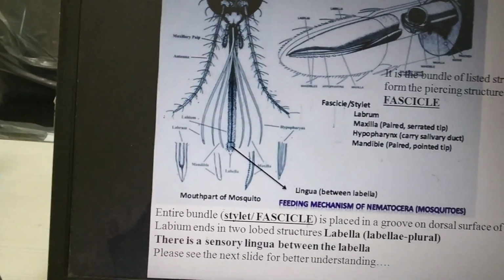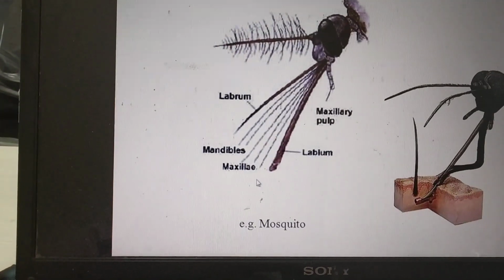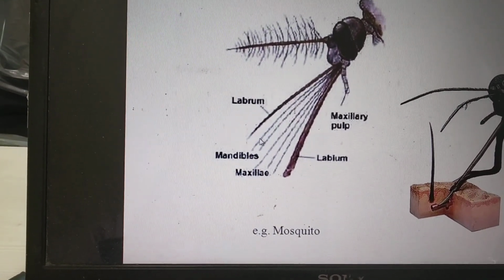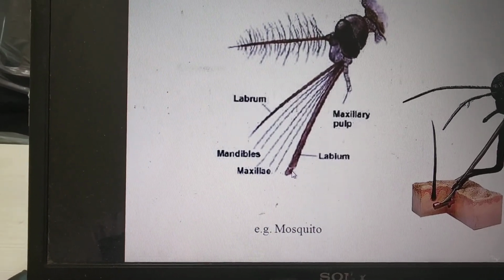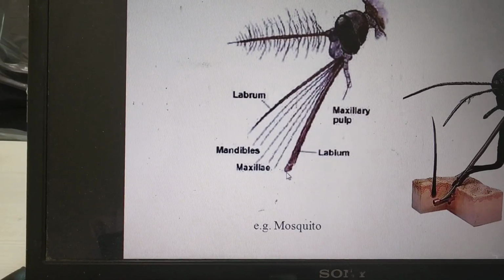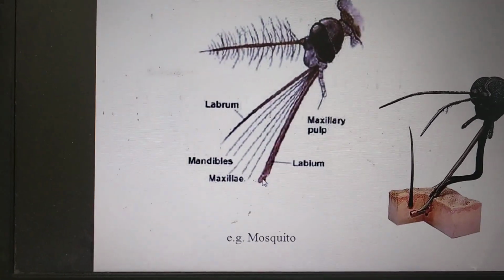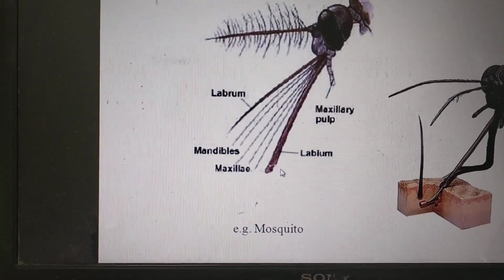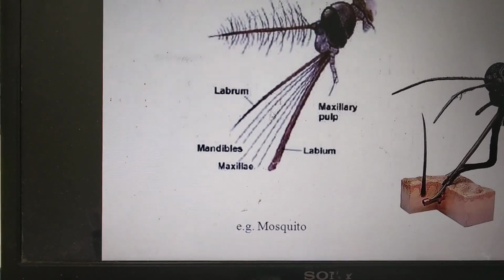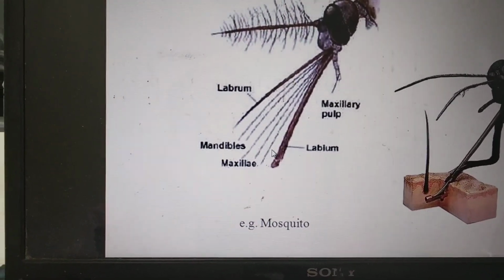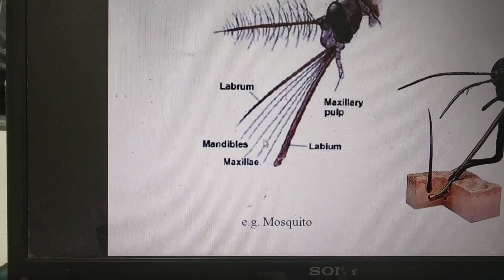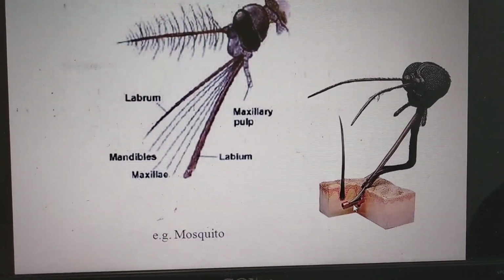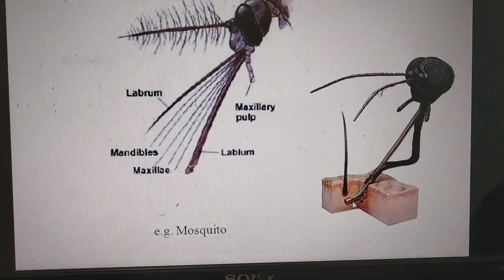So when the mosquito sits, let's go to the next slide. As you can see, this is the labium, and all the biting fascicles group together inside the labium. When the mosquito sits on the skin of the host, it senses with the help of the labella, and then with muscular action all this biting fascicle is pushed, just like a needle, into the skin, as you can see in the next figure.